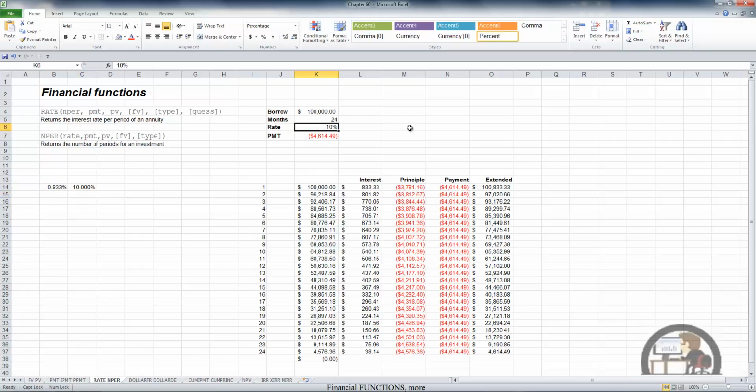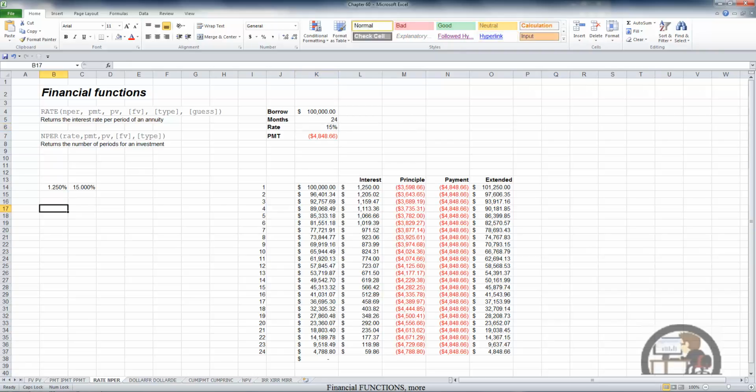When I change the rate being charged on the loan to a different amount, say 15%, Ctrl+Enter, the RATE function returns 15%. So the RATE function can figure out how much interest is being charged given an amount of money that's borrowed and a payment that's determined over a given period of time.